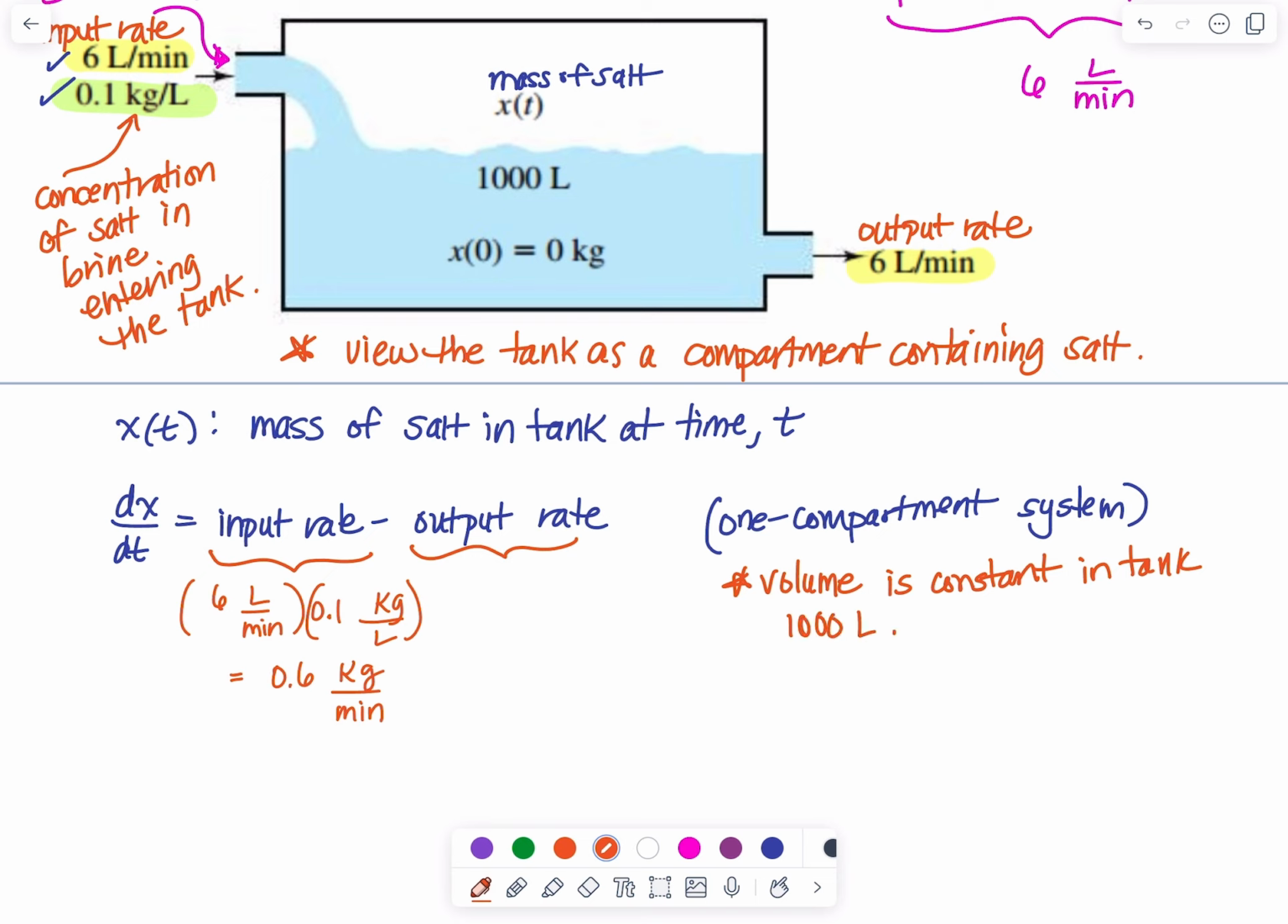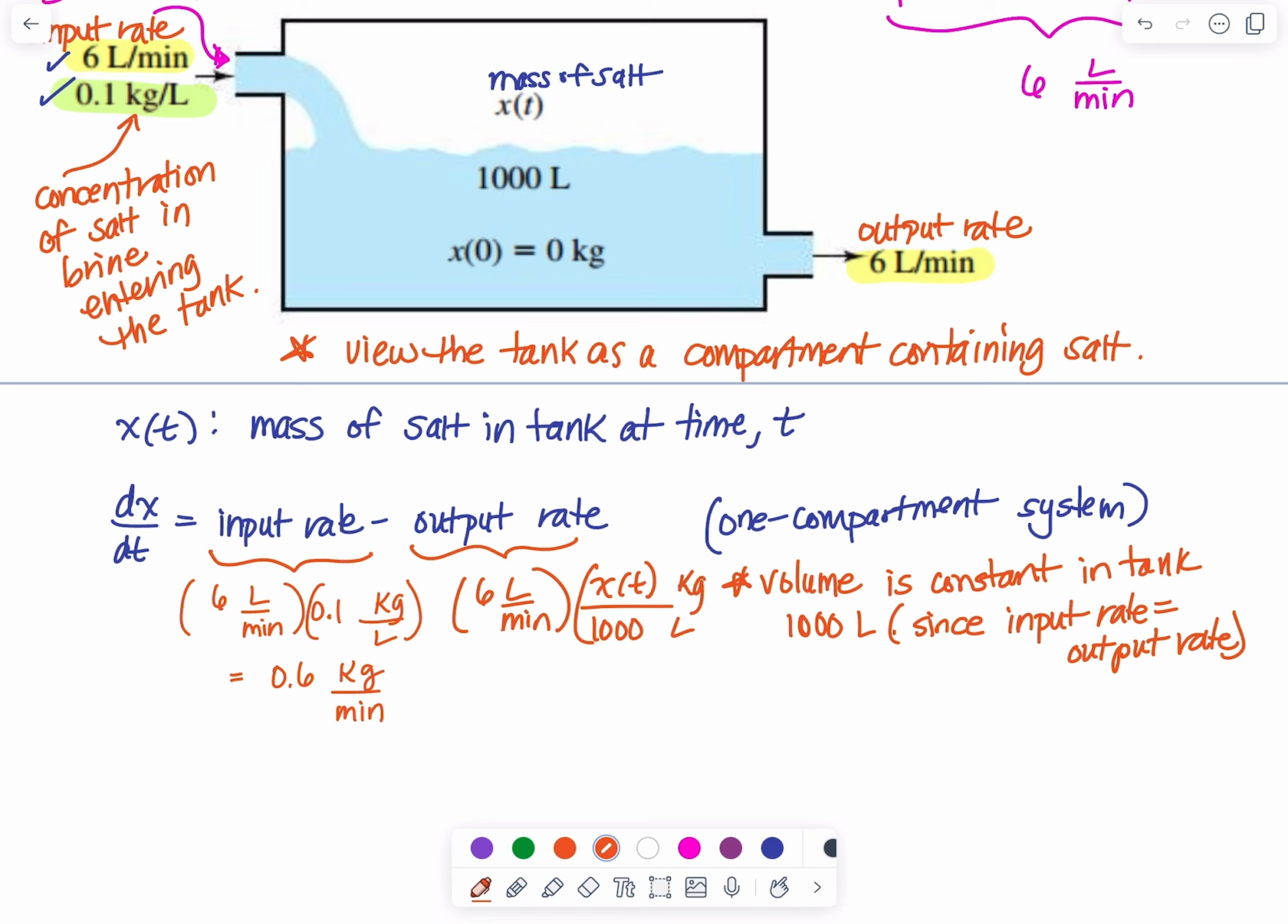And that is because the input rate is equal to the output rate. And we started with 1,000 liters. So how can we find that output rate? We would just have to have 6 liters per minute, and we will multiply by x of t divided by 1,000, and that will be kilograms per liter.